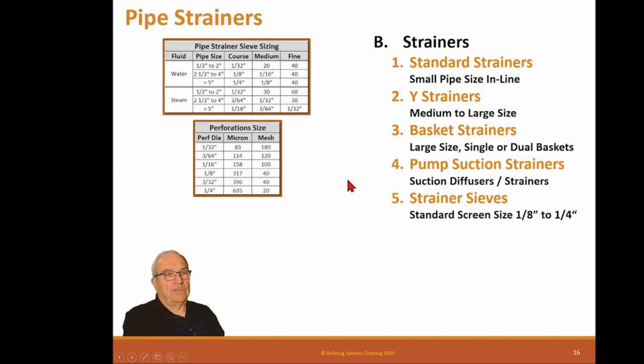And then we have strainer sieves, which is kind of a big secret. I don't know why, but this data was hard for me to find. Standard size screens are 1/8 to 1/4 inch. And this is water and this is steam. We also use steam. And this kind of tells you what the minimum sieves are. And this is the perforation size of the sieves.